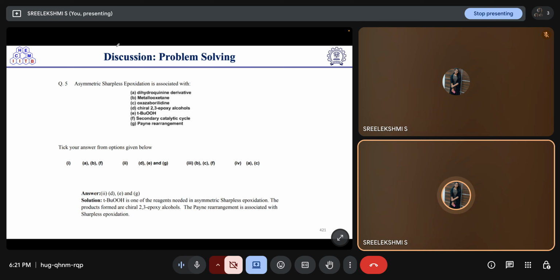So here, as we know, this tertiary butyl hydroperoxide is one of the reagents used in asymmetric Sharpless epoxidation. The products formed are chiral 2,3-epoxy alcohol, and the Payne rearrangement is also associated with that. So the correct answer is option 2, D, E, and G.